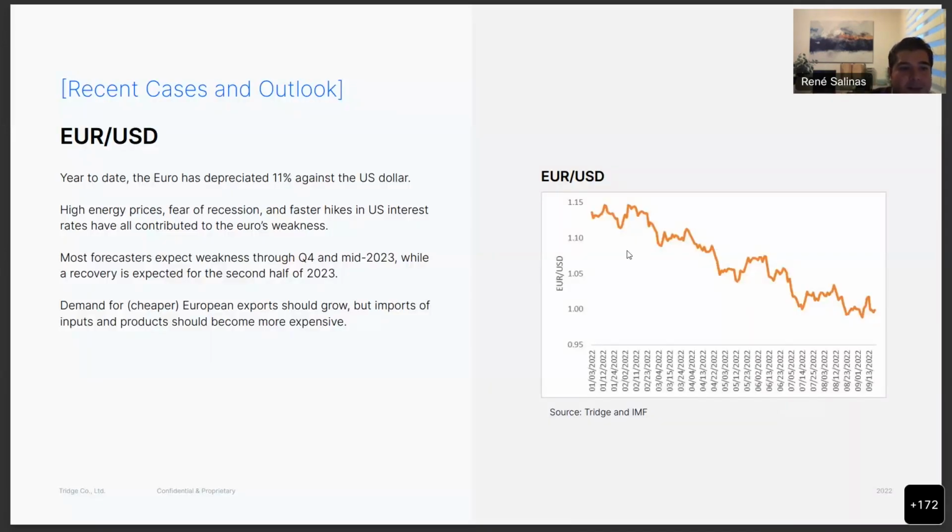Now, for this next part, we will explore some of the recent cases where exchange rates have influenced prices and some trade flows, as well as the outlook for some currencies and the threats and opportunities exchange rate fluctuations can have in the global agri market.